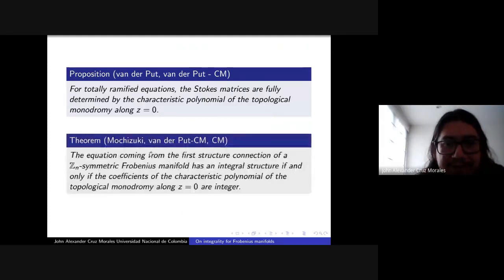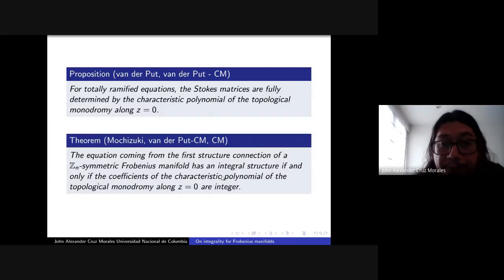And there is this theorem. So this theorem actually was found independently by Takuro Mochizuki, and also in some special cases by Marius van der Ploeg and myself. I have this extension for the semisimple symmetric Frobenius manifolds, and the theorem says, okay, if you have the equation coming from the first structure connection of a semisimple Frobenius manifold, then this manifold has an integral structure if and only if the coefficients of the characteristic polynomial of monodromy at zero are integers. Why?